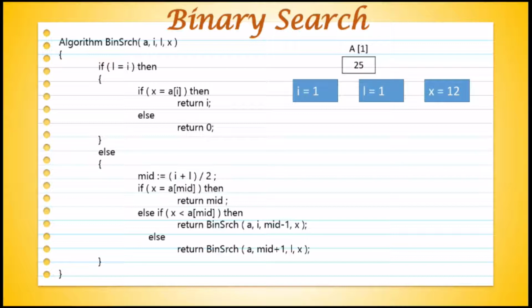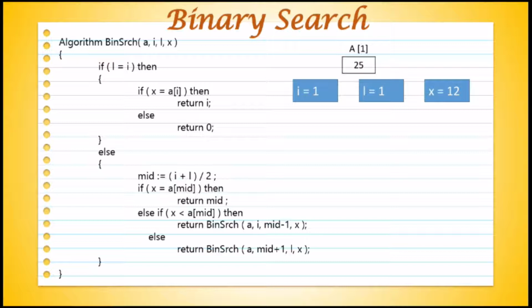So here first we will check if L is equal to I. Obviously there is only one element, that means I is equal to L. So this condition is true, that means the true block, that is the if block, will be executed. In the if block we are checking one more if condition, whether x is equal to a of I. If this condition is true, we return the value of I, else we return 0.